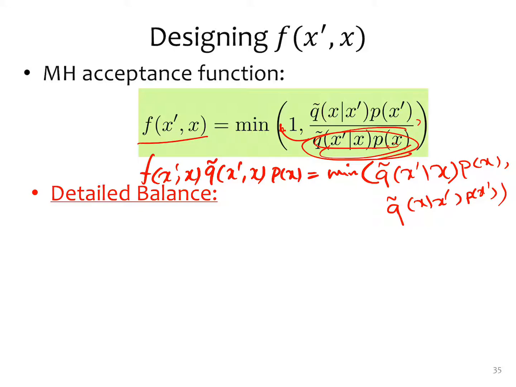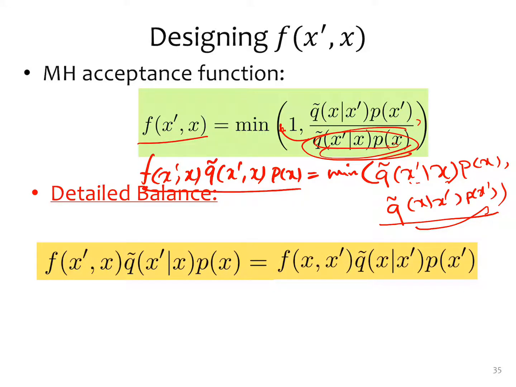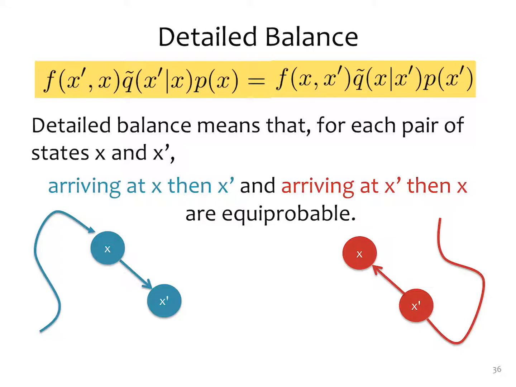But what you see here is that there's a symmetry. If I switch x and x prime, it's going to produce the same thing. So if I switch x and x prime here, I'm going to get this. So what it says is that if I have this equation and I switch x and x prime, I should get the same thing. And that is what is called detailed balance. The intuitive idea of detailed balance is that for every pair of the proposed point and the previous point, x prime and x, arriving at x given x prime is the same as arriving at x prime given x. That's what it means. As long as you satisfy this rule, you're fine.